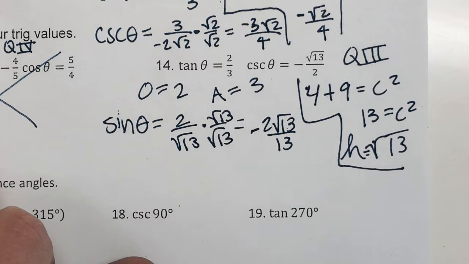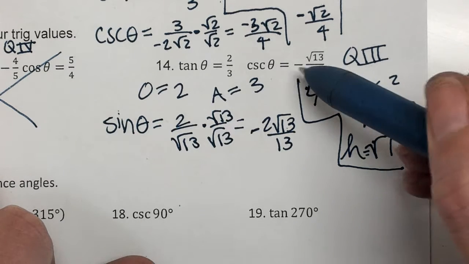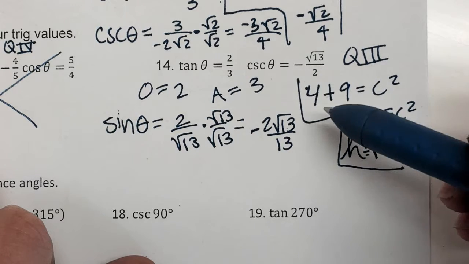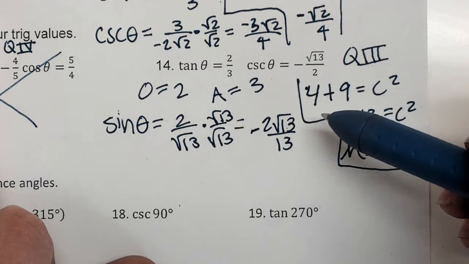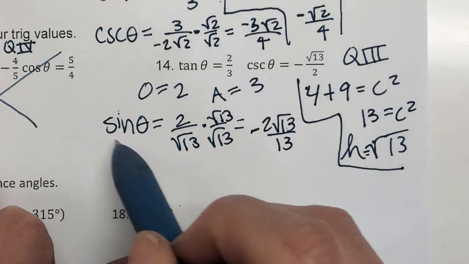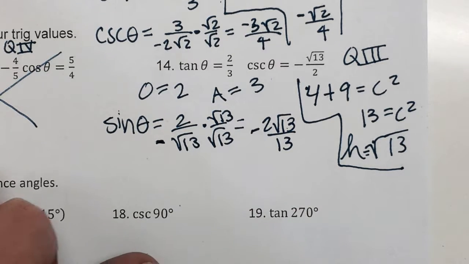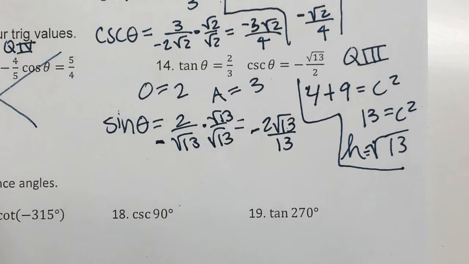Where it says 2/√13, there's like a negative next to that. Yeah, that's a negative. No, like where it says sine theta equals. Yeah, that's a negative right here. I didn't put one here. Okay, that's one. Yeah. That's why I said, am I missing anything?